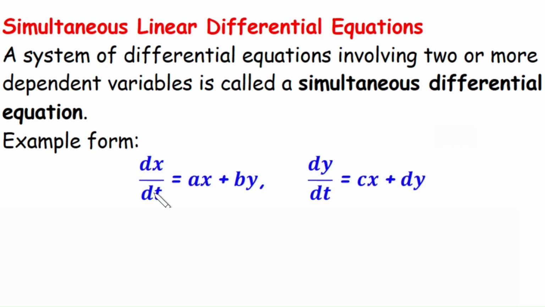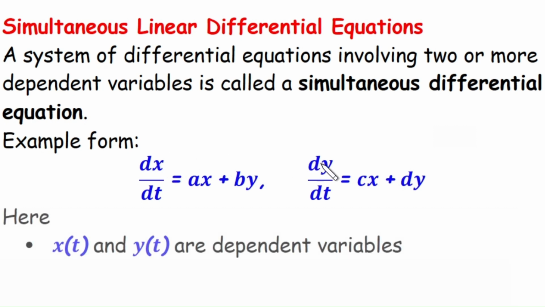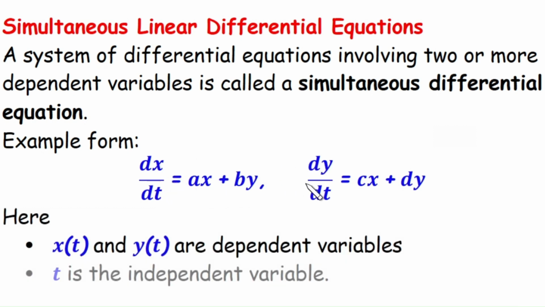For example, we get this type of differential equation. Here, we need to find the derivative of x with respect to t, that is equal to ax plus by, and the derivative of y with respect to t is equal to cx plus dy. Basically, we need to find the values of the dependent variables x and y with respect to the independent variable t that satisfy both differential equations at the same time. So such a form is called a simultaneous differential equation.